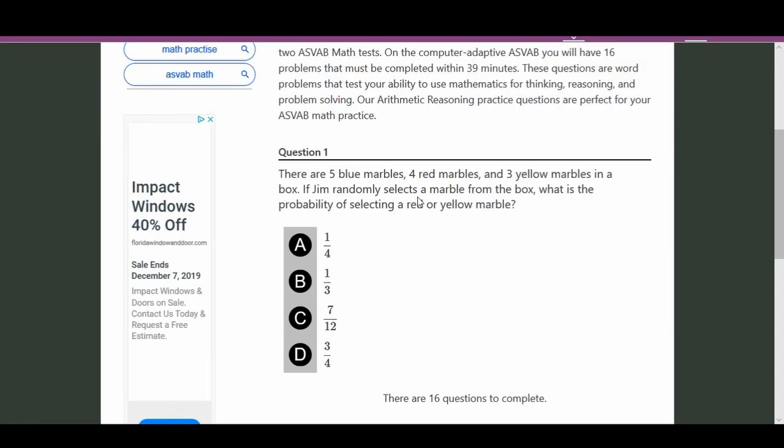Question 1 says, there are 5 blue marbles, 4 red marbles, and 3 yellow marbles in a box. If Jim randomly selects a marble from the box, what is the probability of selecting a red or a yellow marble? So on the ASVAB, you're going to have some very basic probability questions of this nature. And to deal with them, you need to know a few things about basic probability.